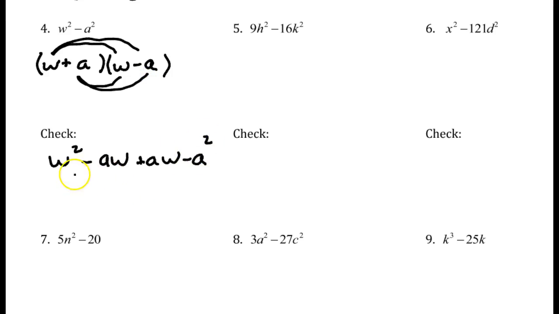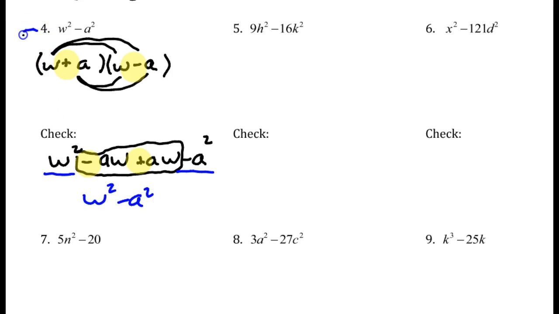Just use the pattern instead. And no matter what, the check should always work out. So remember, since we have one positive and one negative, that will lead to the zero when we're doing the check. So you've got to have one positive, one negative. So that's how we end up with W squared and negative A squared as the final answer. And it matches up.